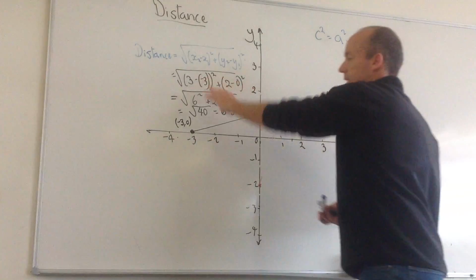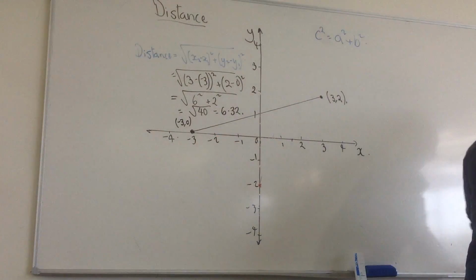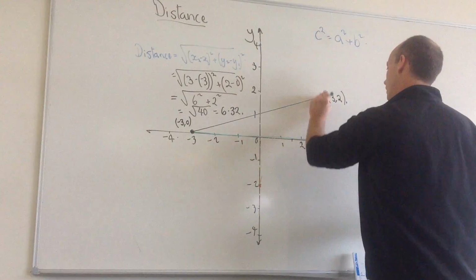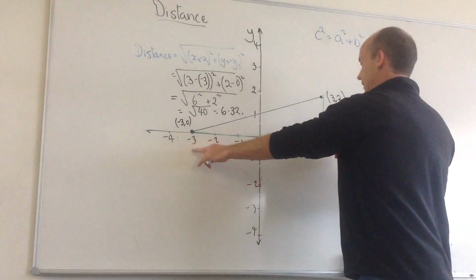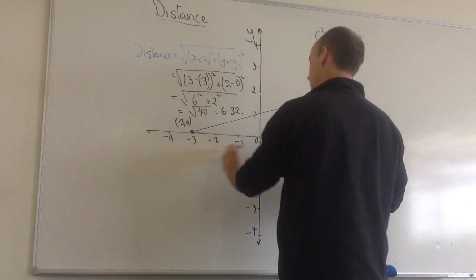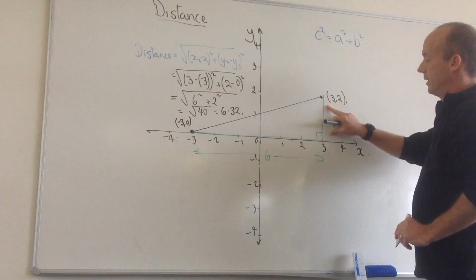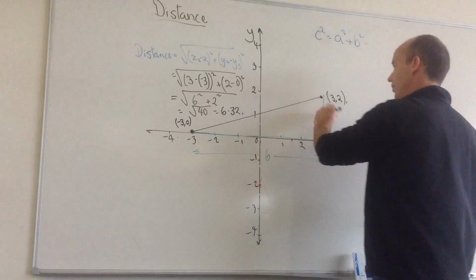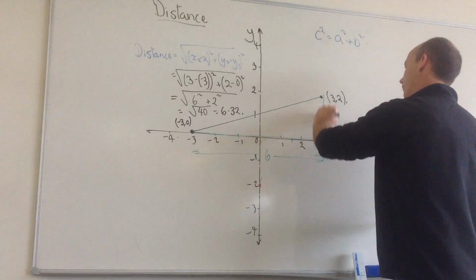If you didn't like using this formula, what you could do is break it up and say, let's make a triangle like that. And I'm just using Pythagoras' theorem. So what's the distance along the bottom of the triangle? Minus 3 to 3 gives me a distance of 6. What's the length of this side of the triangle? I'm going from 0 up to 2. This gives me a distance of 2 from here to here.